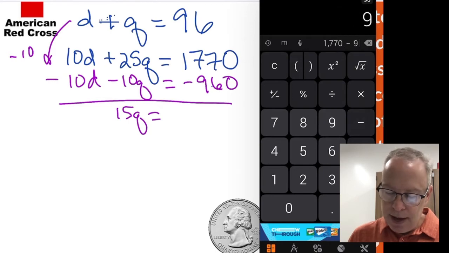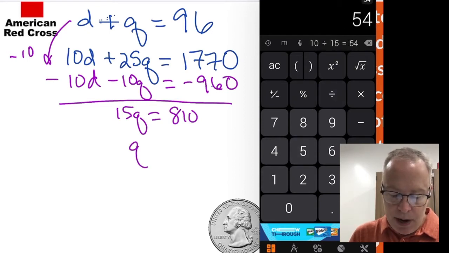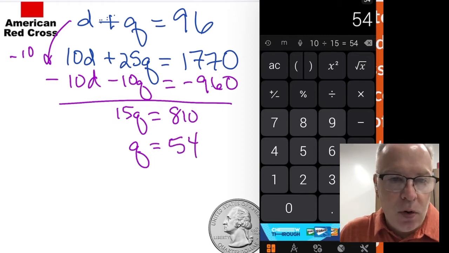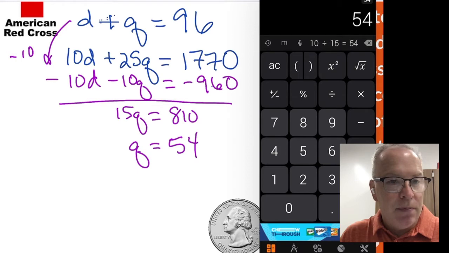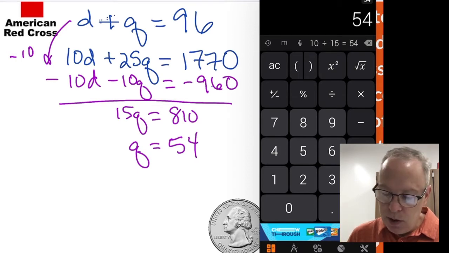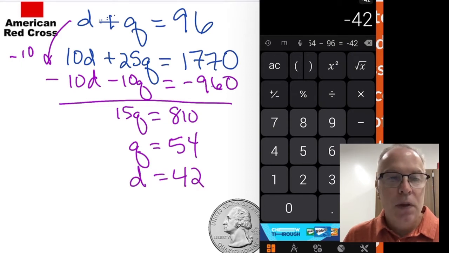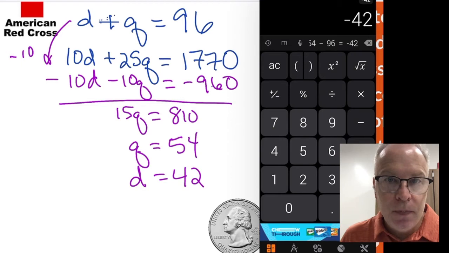minus 960 equals 810. And now I take 810 divided by 15, it equals, apparently there's 54 quarters in there. Isn't that cool? 54 quarters. Now, how many dimes? Well, remember there's 96 coins, so all I have to do is subtract from 96 and I get 42 dimes. Now, how could we check our work?